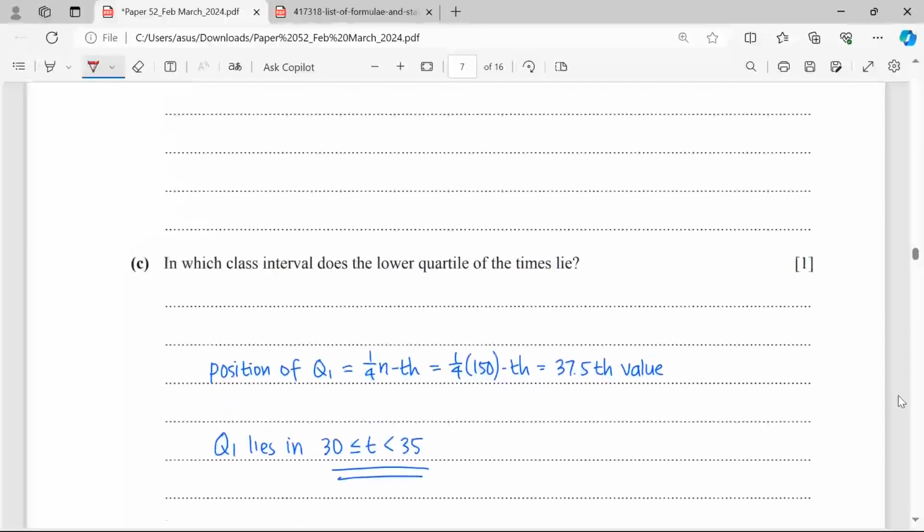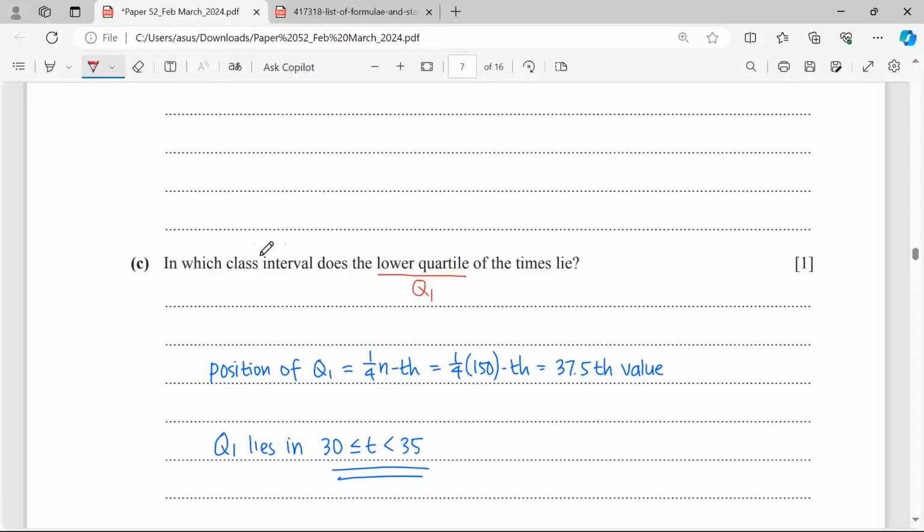For question part C, in which class interval does the lower quartile of the times lie? You have to know that we have 3 quartiles here. The first quartile, also called the lower quartile, is Q1. The second quartile is the middle quartile, and it is also the same as the median. Then we have the third quartile, or the upper quartile, which is Q3.